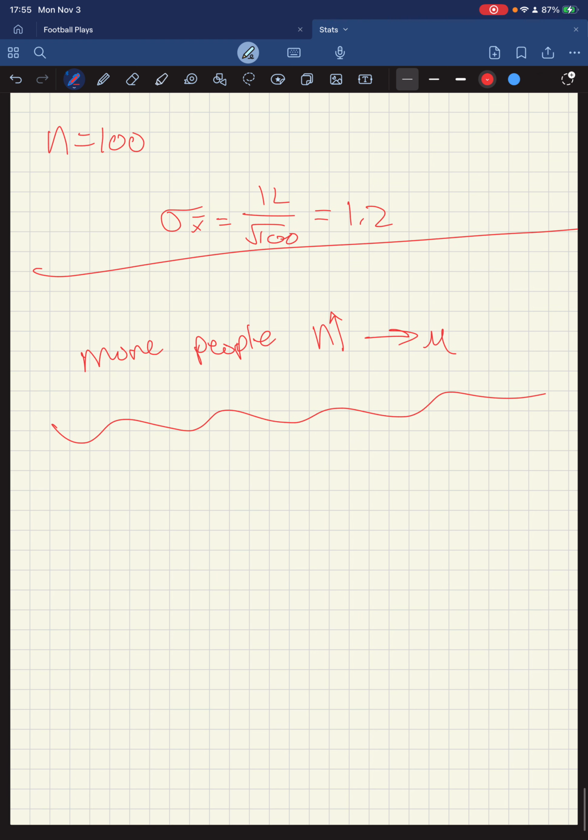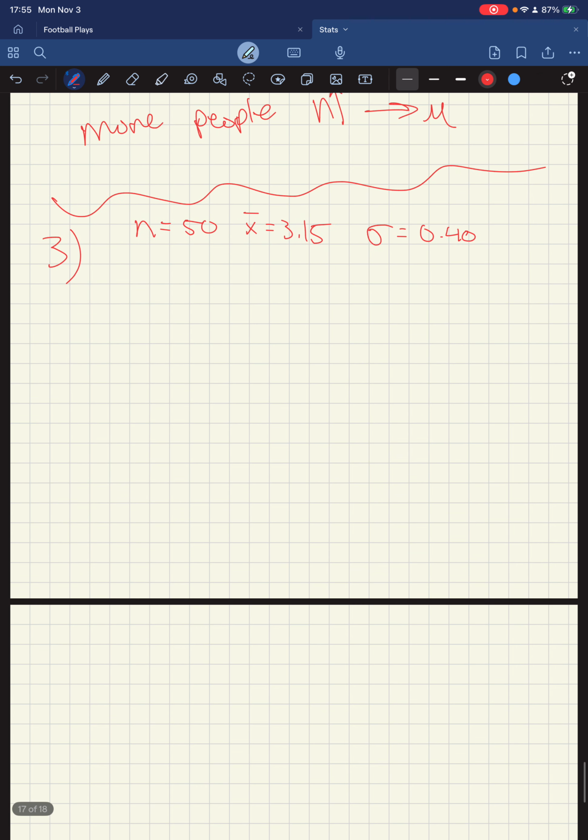Question 3. A random sample of 50 students has an average GPA of 3.15. Assume that the population standard deviation is 0.4. Construct a 95% confidence interval for the population mean GPA. Show all steps and formulas clearly. Okay, so n equals 50, x bar equals 3.15, and standard deviation equals 0.4. So part 1, z equals 1.96.